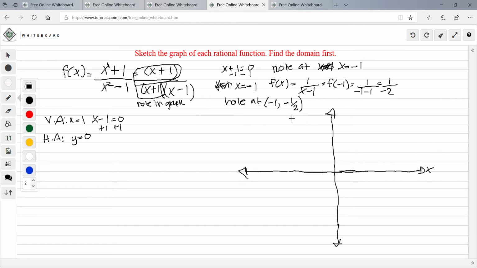This is your x and this is your y. So this is going to be 1, 2, 3, 4, 5, 6. 1, 2, 3, 4, 5.